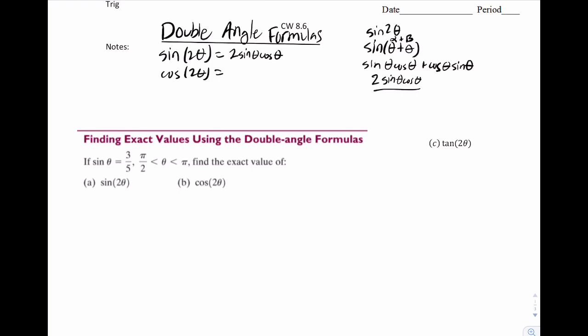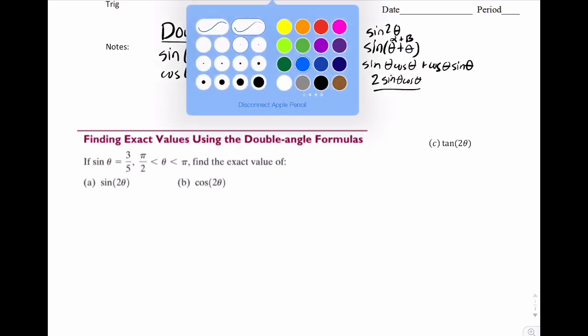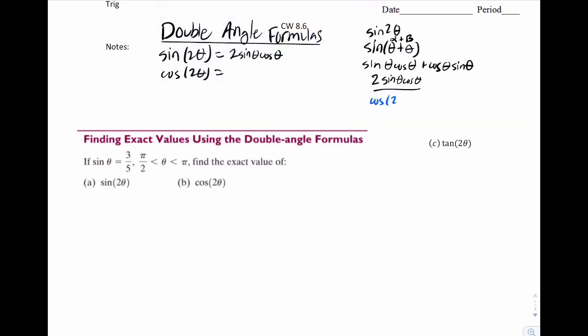So for cosine, let's try it. I'll do that in blue for you. Cosine of 2 theta, that's cosine of theta plus theta. So that's going to be cosine theta cosine theta minus sine theta sine theta. So we simplify. That's cosine squared theta minus sine squared theta. So there we go. There is our cosine formula.